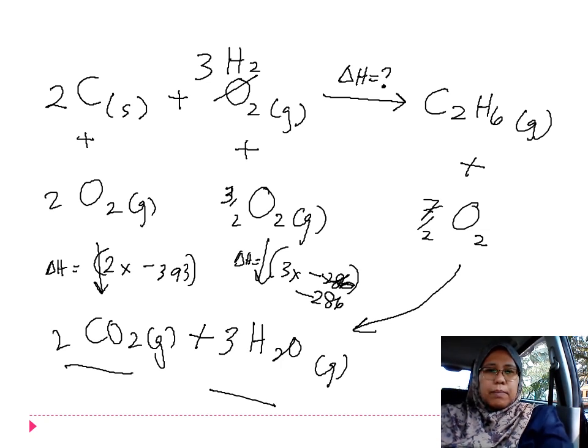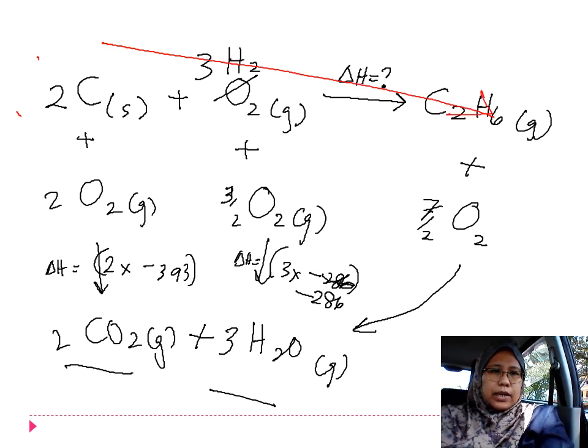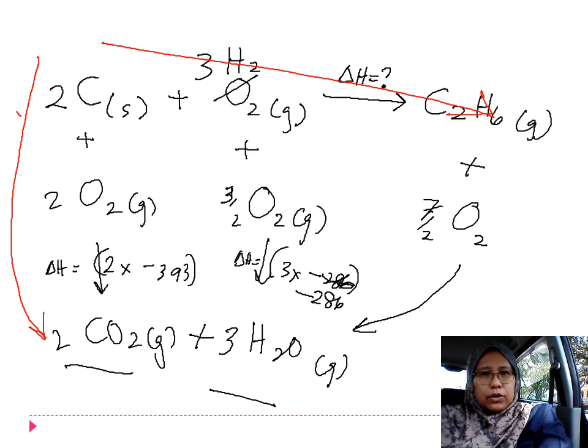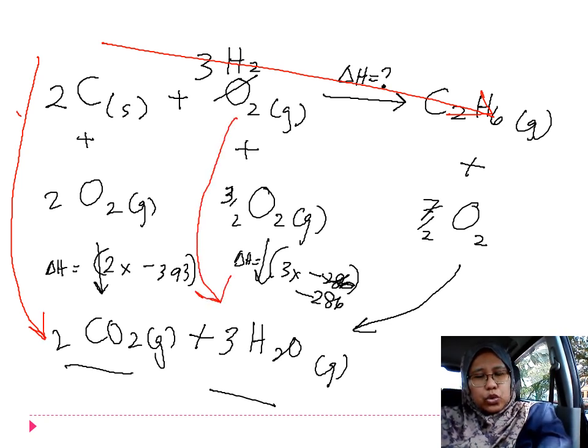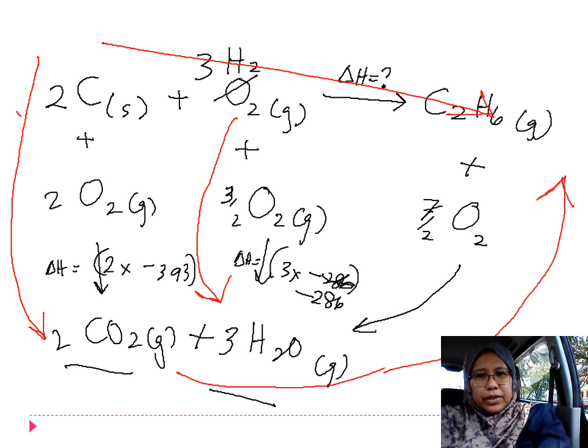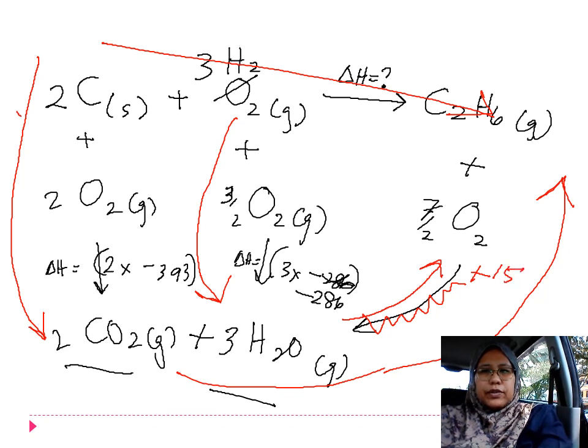Okay, 7/2. But this is not actually a cycle because as you can see, let me switch the color first. This is going there, and this one is going down. This one is going down. And these two must be going up. That's it. So, what you have to do is reverse this equation. So, this arrow now will reverse going up. So, what happened is the magnitude will become from negative to positive 1560.